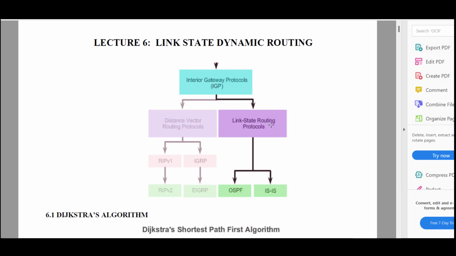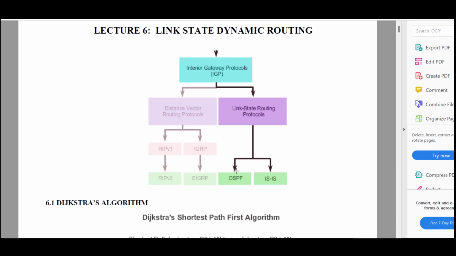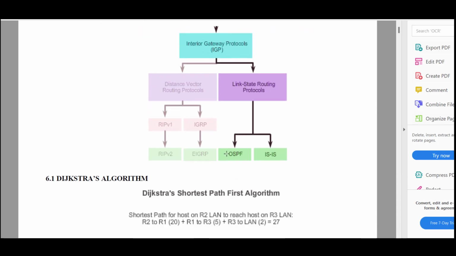The second one is the link state routing protocol. These are the examples: OSPF and IS-IS. These are the two examples of link state routing protocols. Today we are going to see only the theory part: what is a link state routing protocol, and how does it work? Only the theoretical concepts we are going to study today.